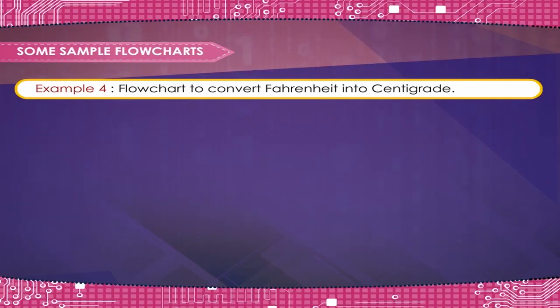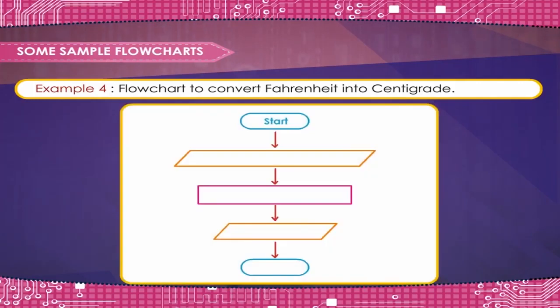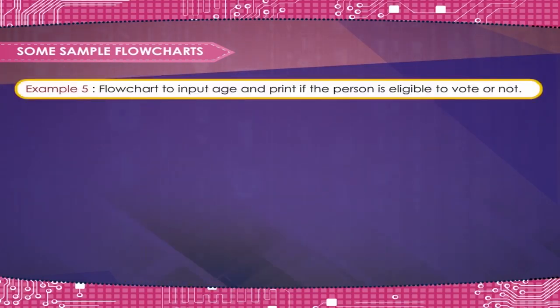Example 4. Flowchart to convert Fahrenheit to centigrade. Start. Input Fahrenheit in F. C is equal to 5 into F minus 32 divided by 9. Print C. Stop.